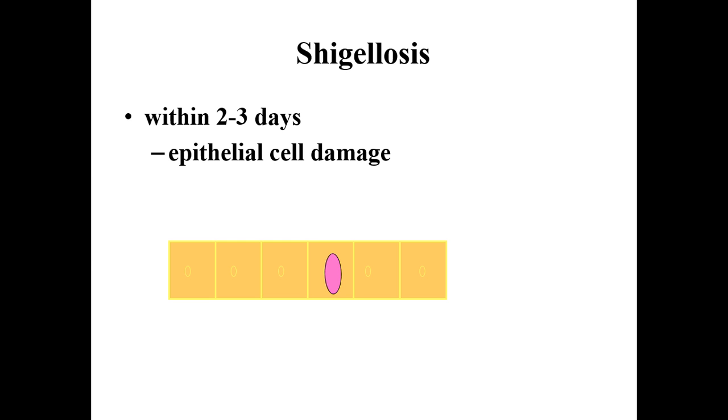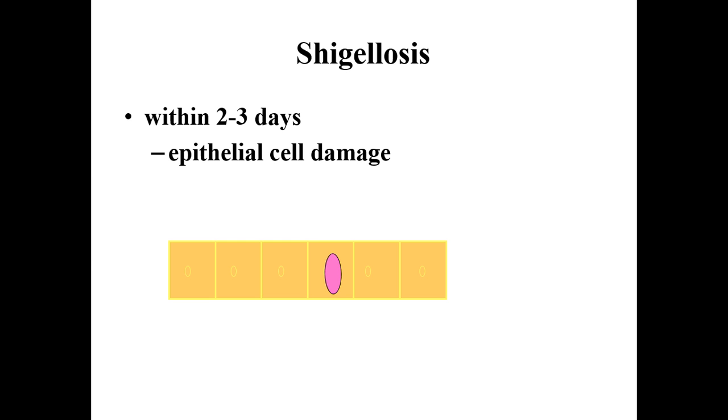Entry via M cells. Bacilli enter the mucosa via M cells. They cross the basolateral side of M cells to reach the submucosa, where they are engulfed by macrophages. Subsequently, the macrophages release the bacilli. Cytokines are released by infected intestinal epithelial cells, which attract increased numbers of inflammatory cells to the infected site, causing inflammation and leading to the acute colitis that characterizes shigellosis.